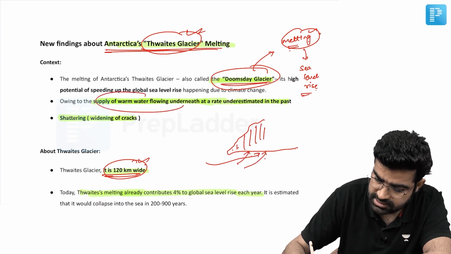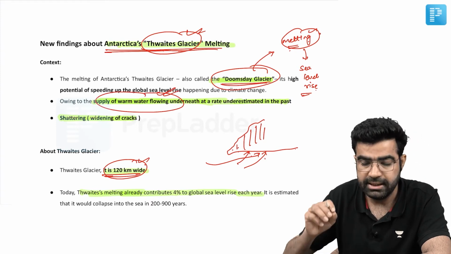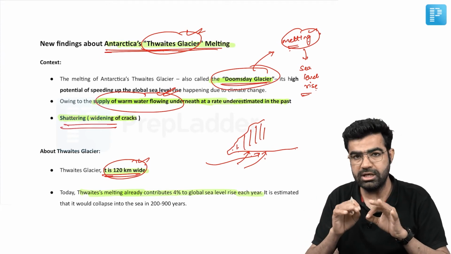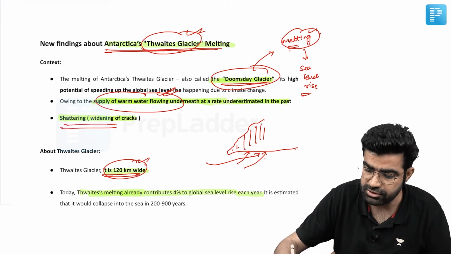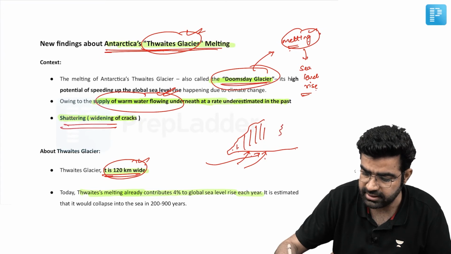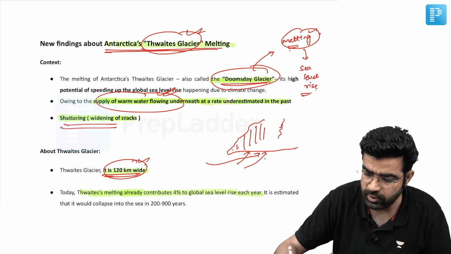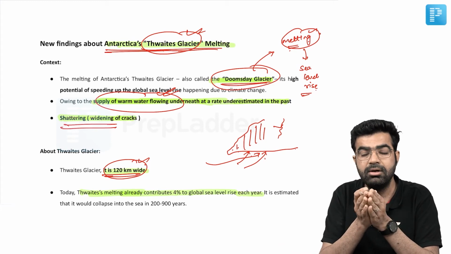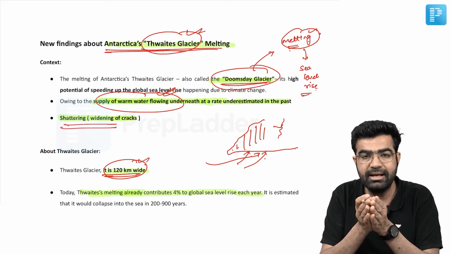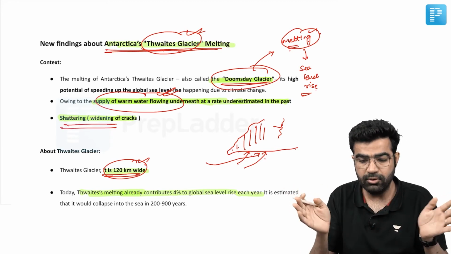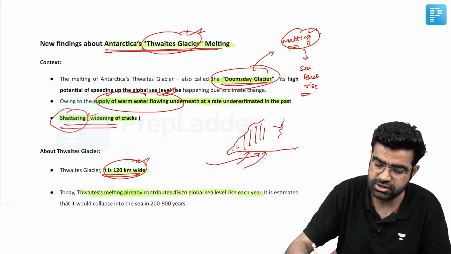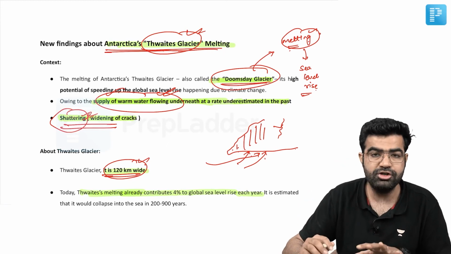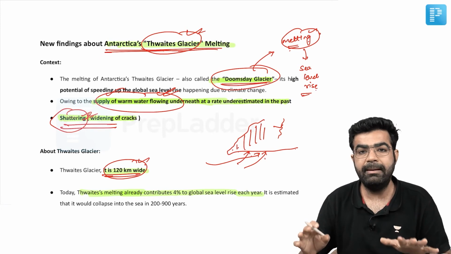This is one reason, the supply of continuous warm water. The other reason is the shattering of the cracks which are there in the glacier. Because of the temperature rise, the existing cracks are now widening, and because of this increasing gap, the glacier is losing its stability. So these two reasons are there: the underwater warm water supply, and the second is shattering of the cracks because of the temperature change.